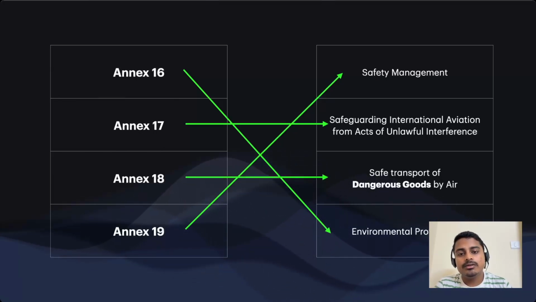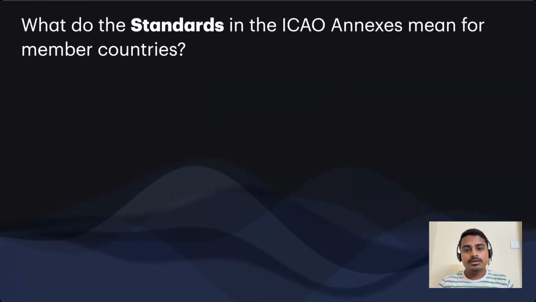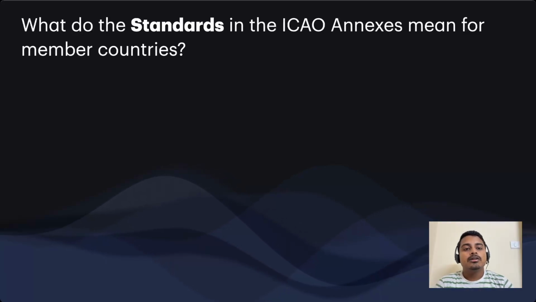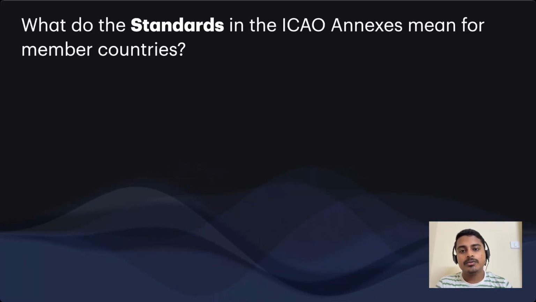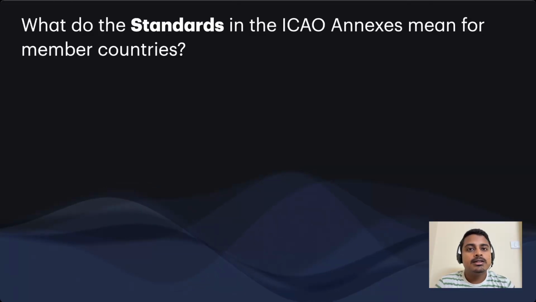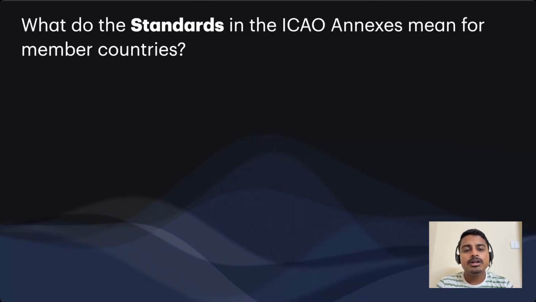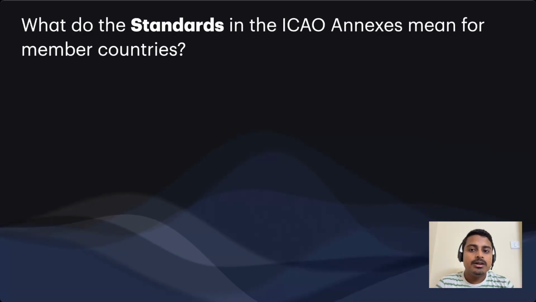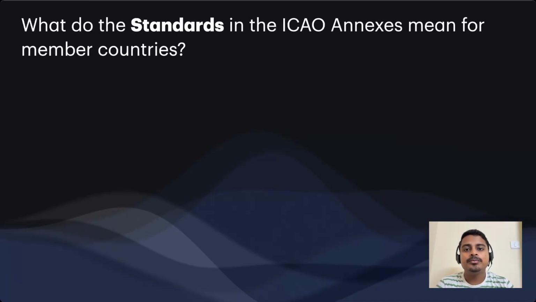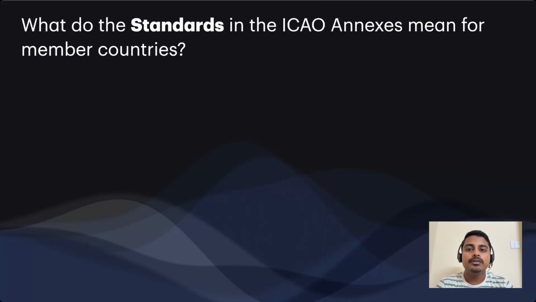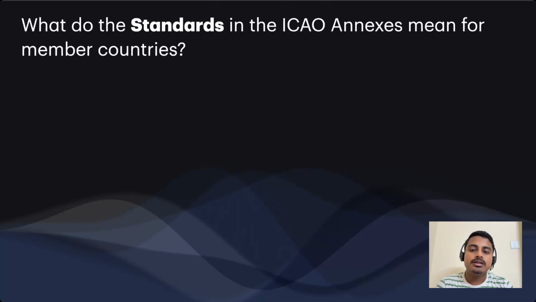All right, now that we have covered all the annexes, let's get into the next question, which is, what do the standards in the ICAO annexes mean for member countries? So if you remember, we had standards and recommended practices in the ICAO annexes. Standards are those which are supposed to be followed by the participating countries, and the recommended practices are the ones that are recommended for the participating states to follow, but it's not mandatory. But still they have to inform ICAO if they are not following a recommended practice, so that ICAO has knowledge about that and keeps the other states informed.